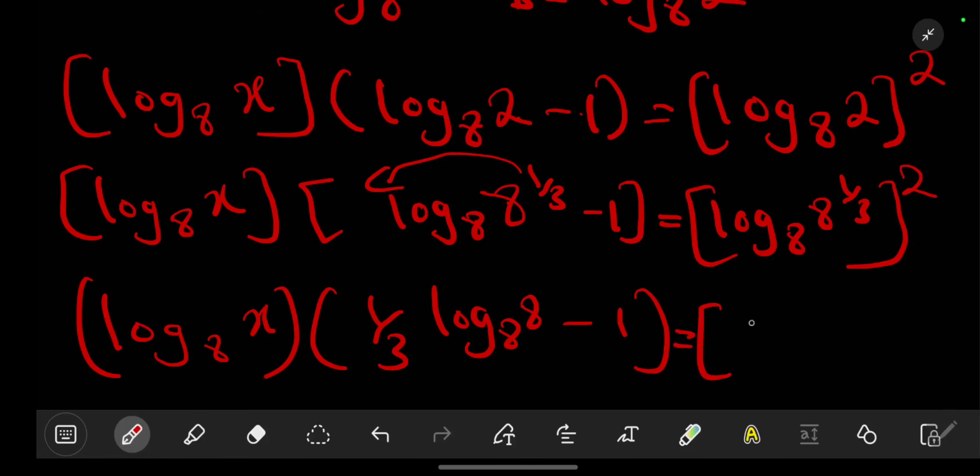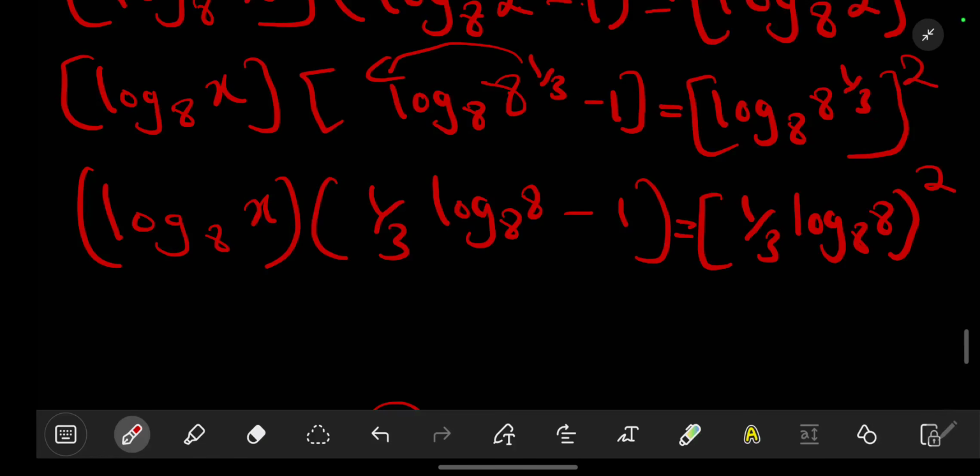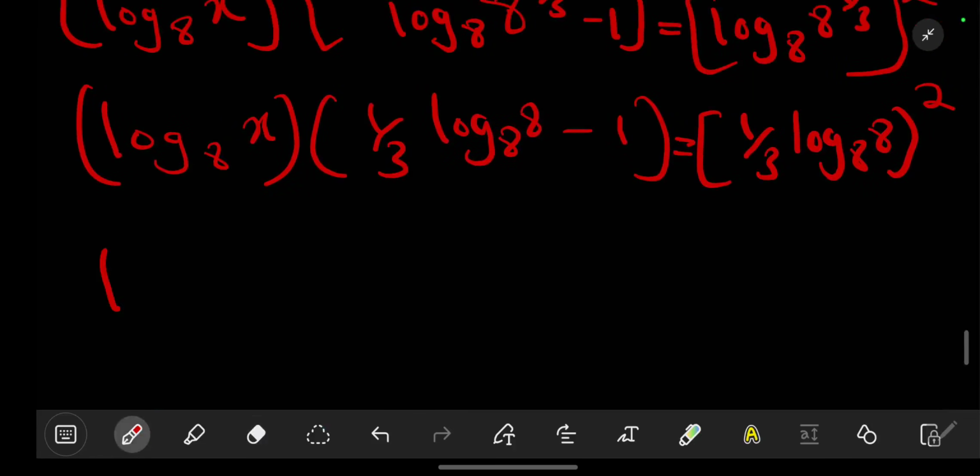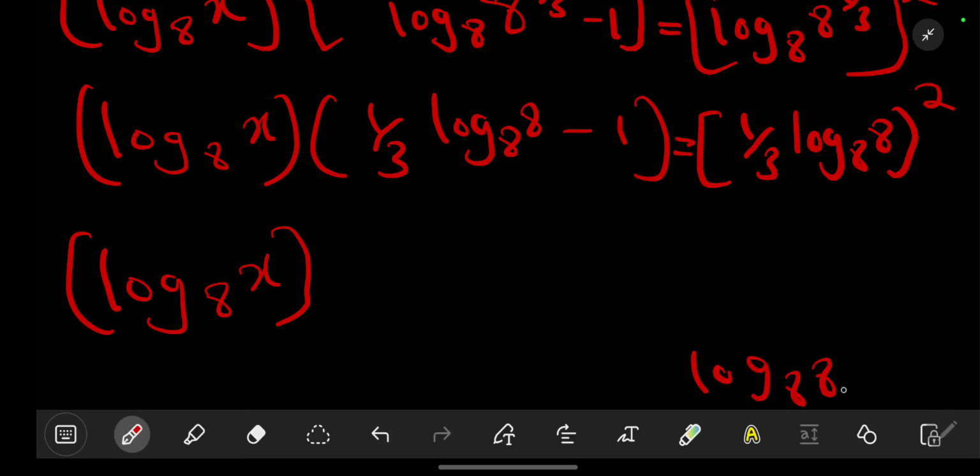Should be equal to 1/3, then we have the log of 8 base 8 like that, then we have a squared there. So what we are going to have as our value there will be equal to the log of x base 8, then we have this. If you have the log of the same base, this is equal to 1. As long as this and this are the same, it means it is equal to 1.